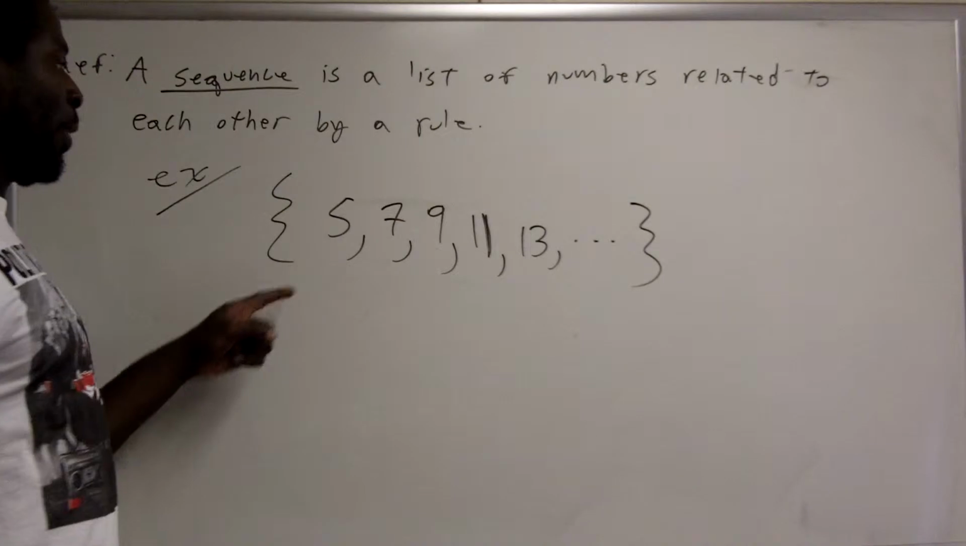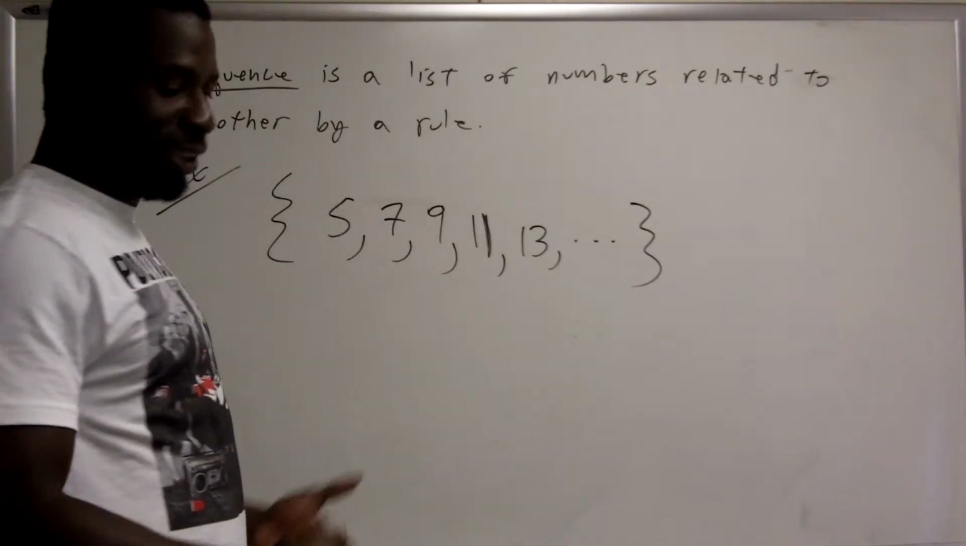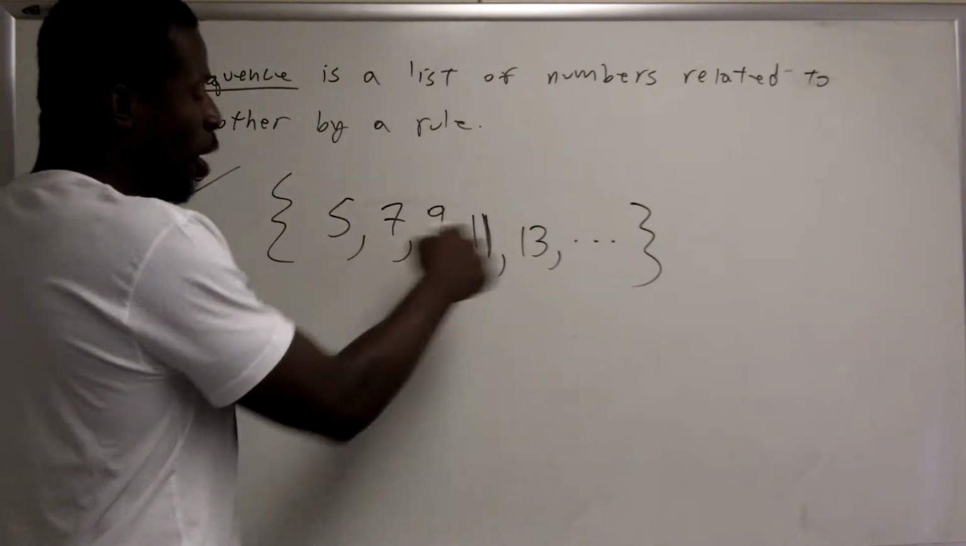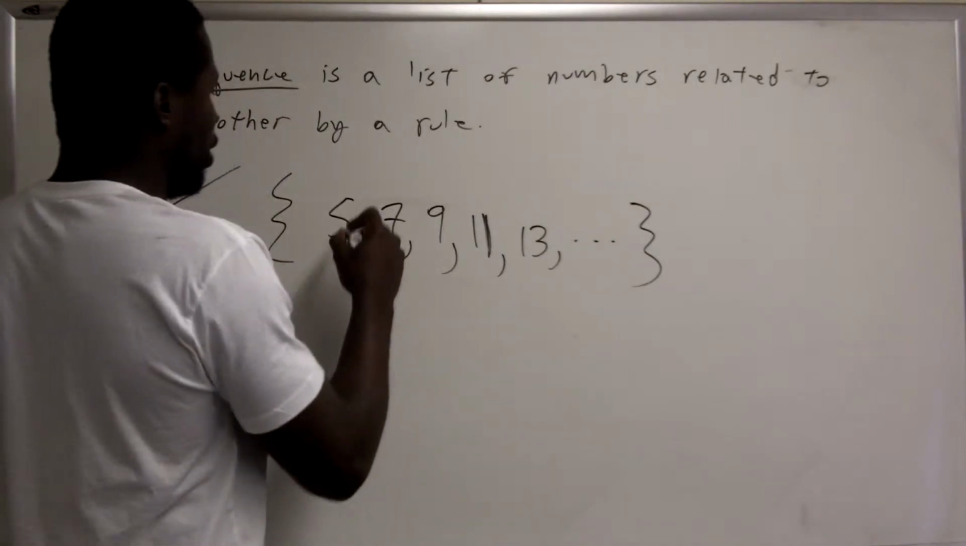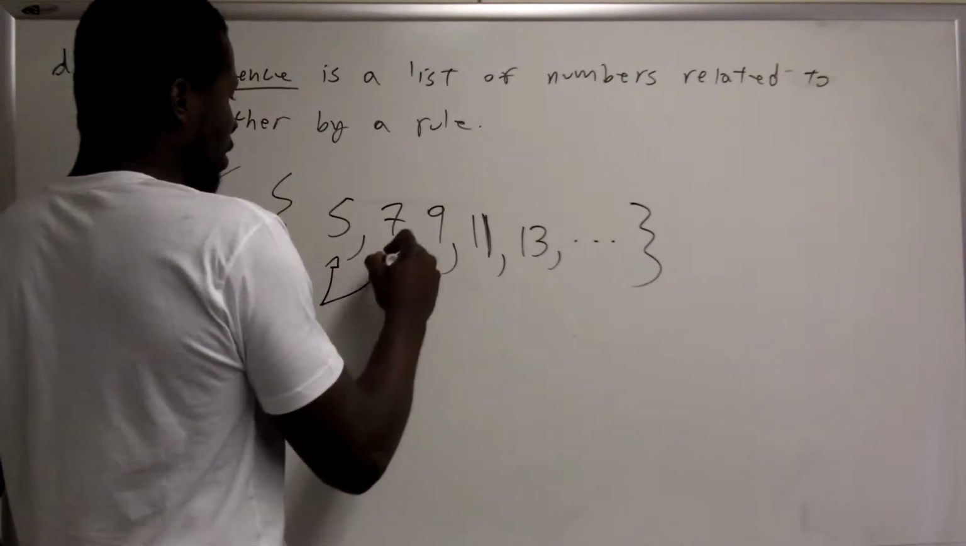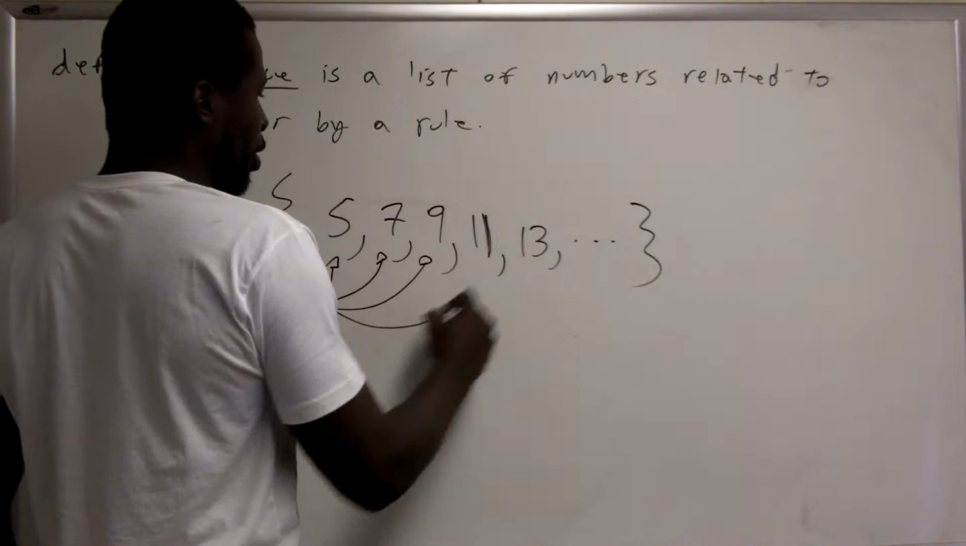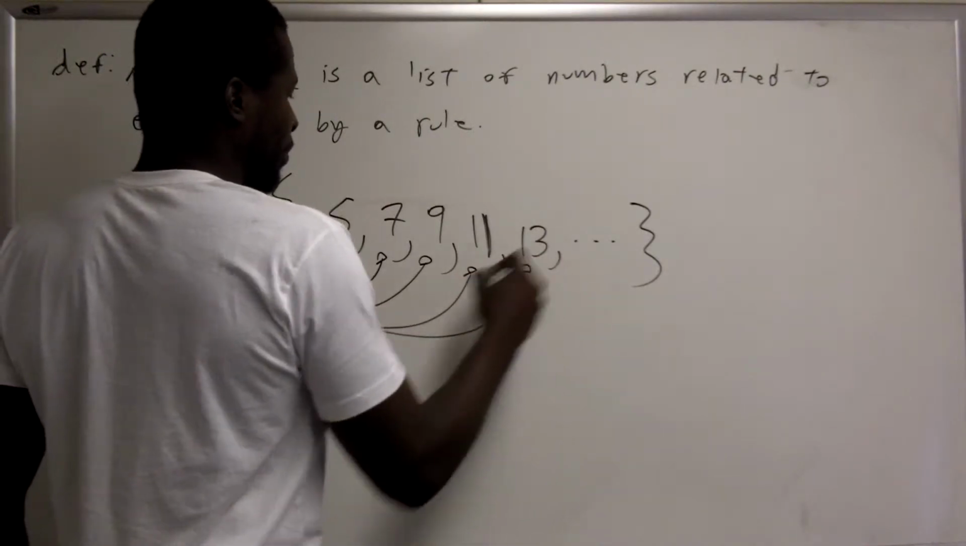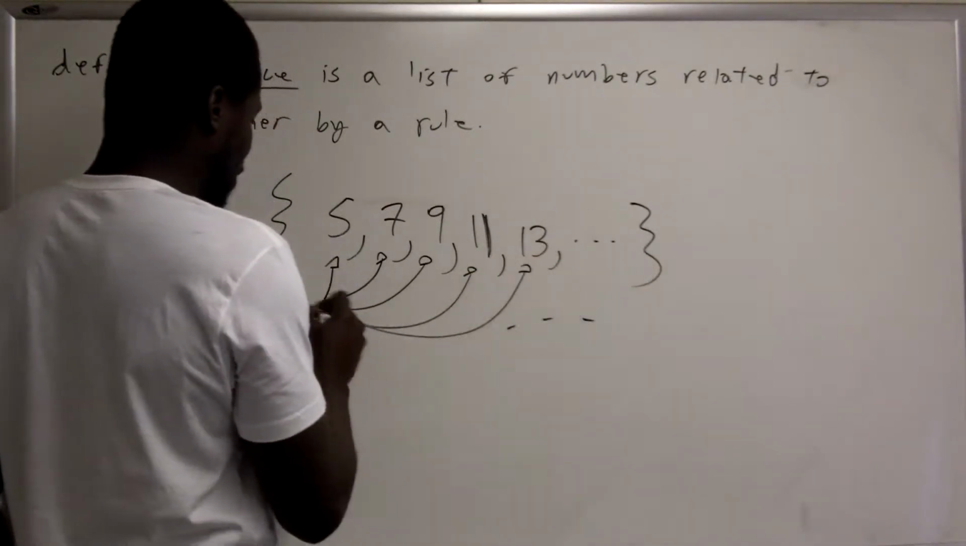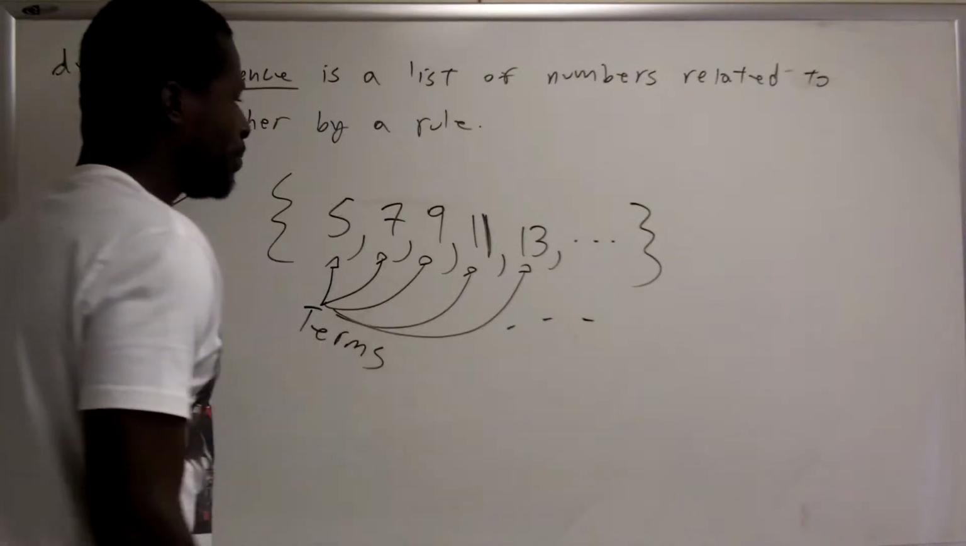Now, this sequence has a specific order. Each of the numbers that make up the sequence is called a term. So each of these individual numbers are called terms of the sequence. And of course that continues on forever. These are the terms of the sequence.